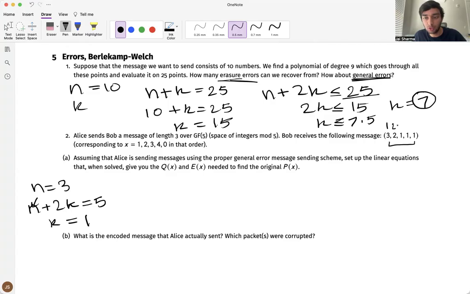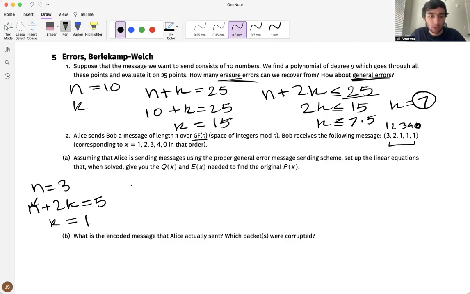This corresponds to 1, this corresponds to 2. This one is 3, this one is 4, this one is 0, or maybe 5, based on your interpretation, because it's GF of 5. And yeah, there's only one of these points that's an error. So for example, it could be 3, 1 that is an error, right? It's not valid. It should be a 2 or something, and right now it's a 1. So that's what we're saying here.